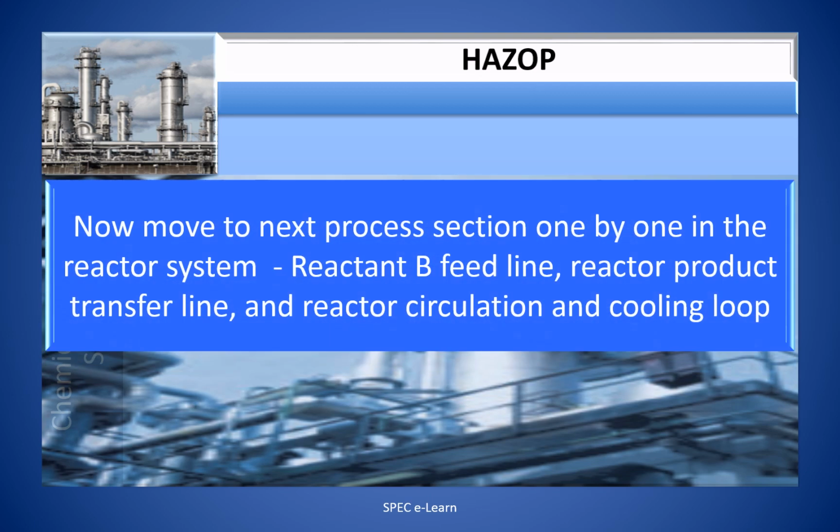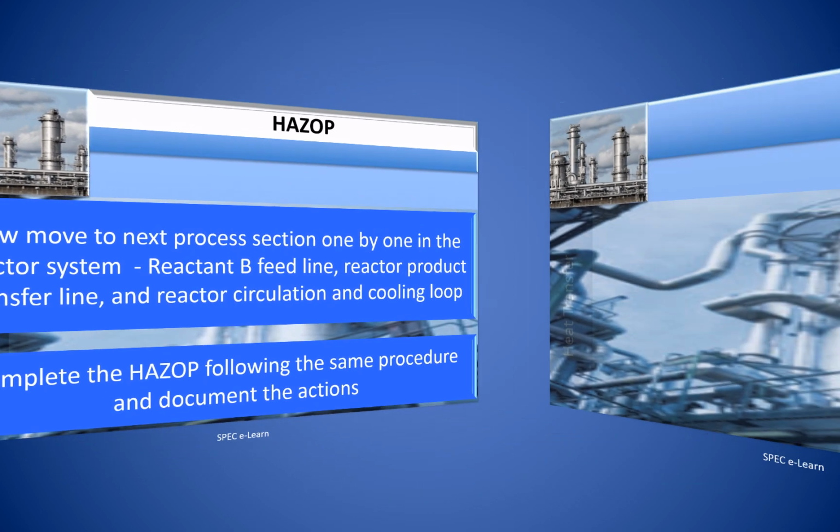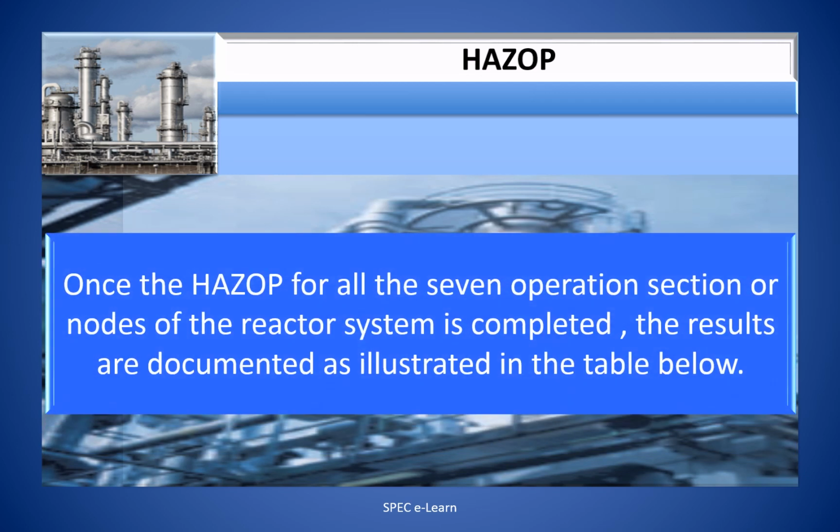Now move to next process section one by one in the reactor system. Reactant B feed line, reactor product transfer line, and reactor circulation and cooling loop. Complete the HAZOP following the same procedure and document the actions. Once the HAZOP for all the 7 operation sections or nodes of the reactor system is completed, the results are documented as illustrated in the table below.